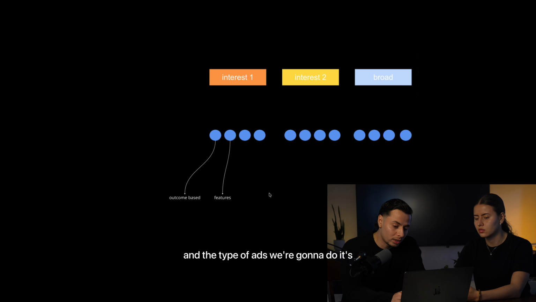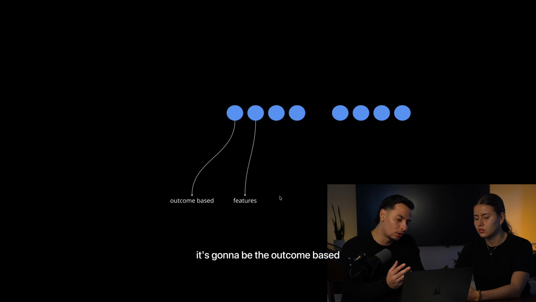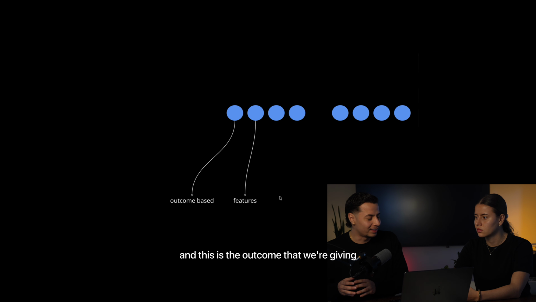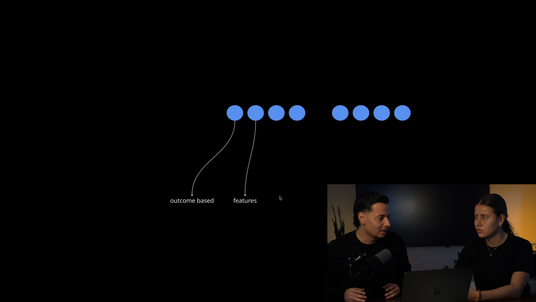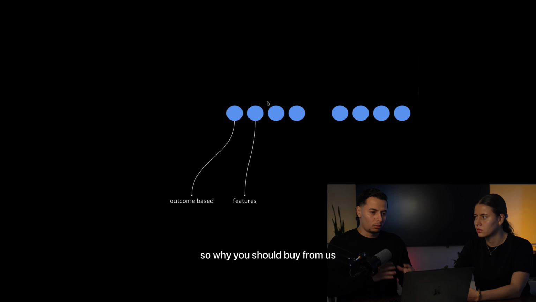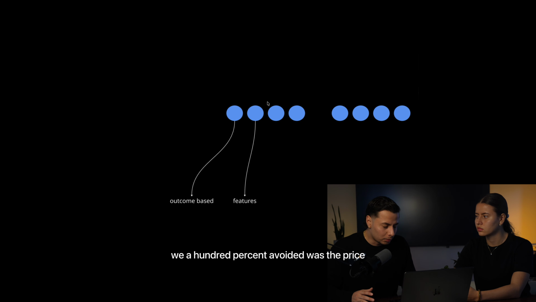And the type of ads we're going to do is outcome based. So this is the solution and this is the outcome that we're giving. And then another ad is the features. So why you should buy from us? Because we have these features. We try to focus on the features that the competitors don't have. And one of the ads that we 100% avoided was the price.